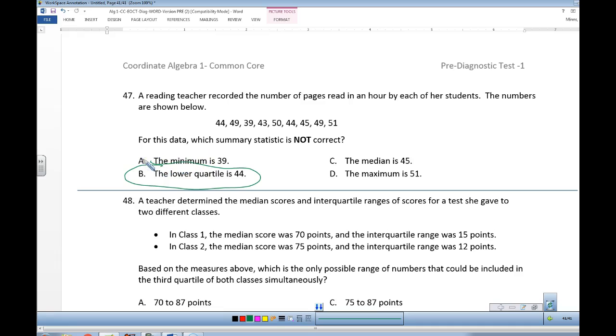Okay, and we're not going to go over 48 either. That's an overly confusing question that I think I would just confuse you more by talking about it.